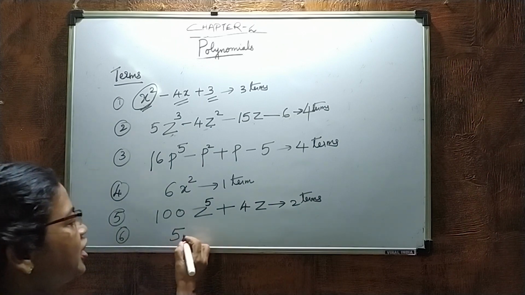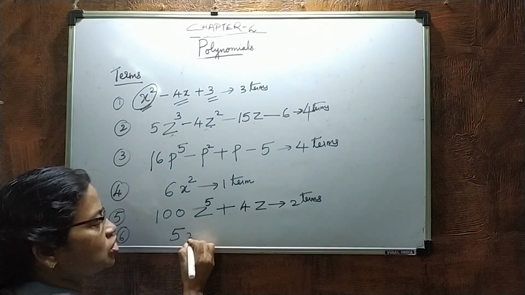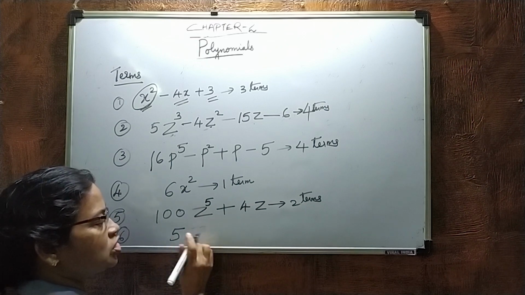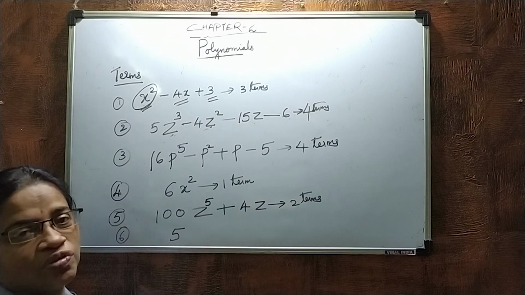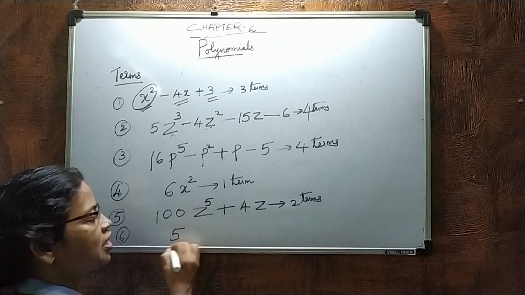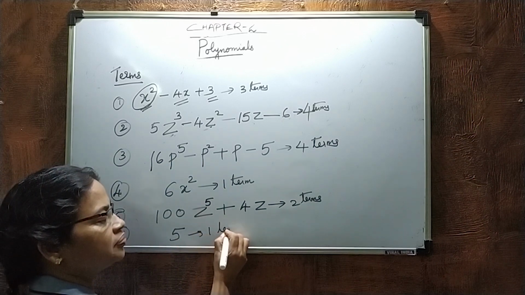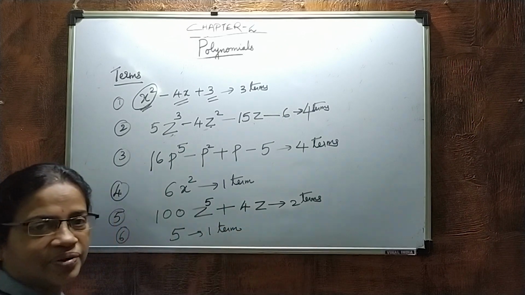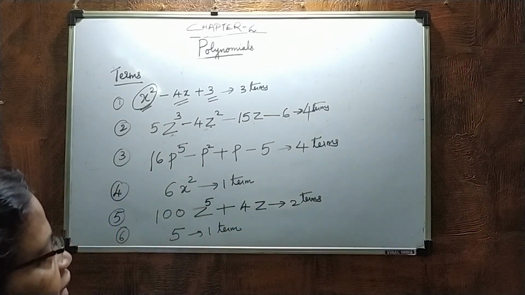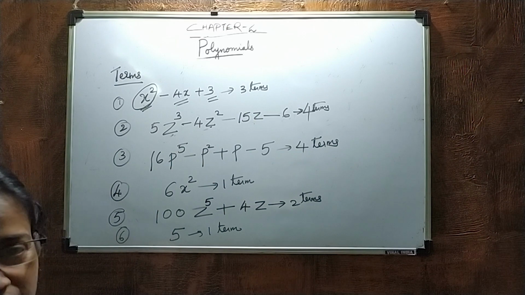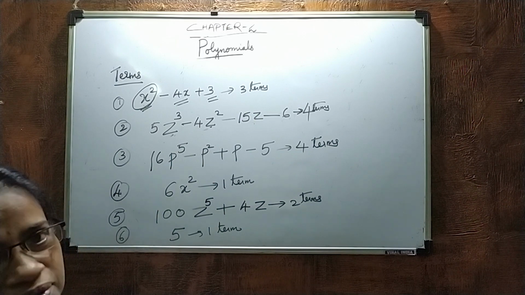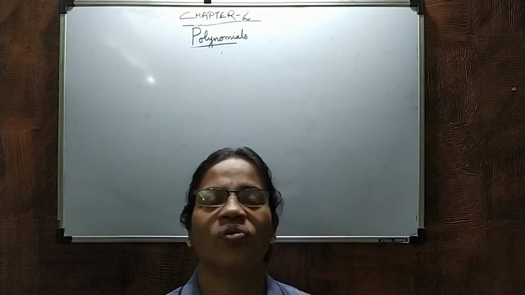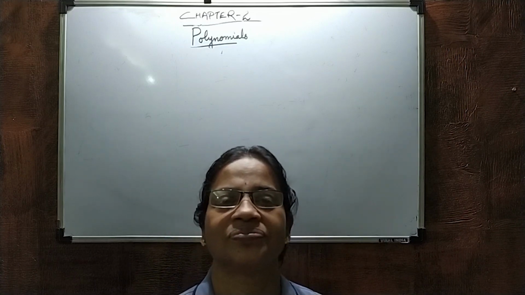Because suppose you think that x raised to 0 will be there, or y raised to 0 will be there, or any variable raised to 0 will be there. And how many terms are there? Only one term. Right? So you understood. I think all understood. Just consider only plus and minus, and you will get the terms.